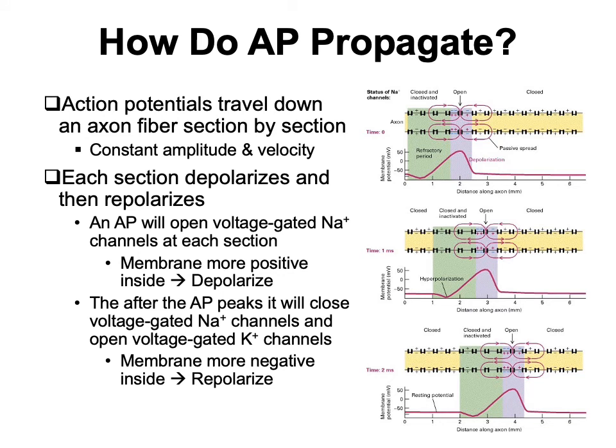How do action potentials propagate? Action potentials travel down an axon fiber section by section, maintaining a constant amplitude and velocity. Each section depolarizes and then repolarizes. An action potential will open voltage-gated sodium channels at each section, making the membrane more positive on the inside, causing depolarization. After the action potential peaks, it will close the voltage-gated sodium channels and then open voltage-gated potassium channels, making the membrane more negative inside, causing that section to repolarize.